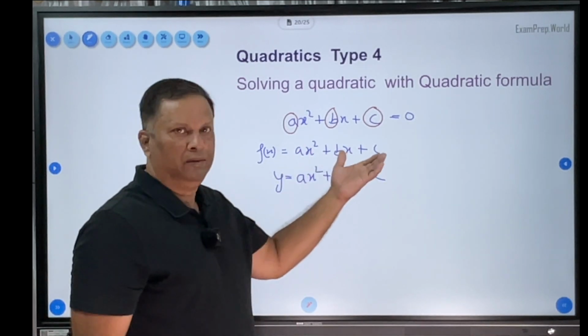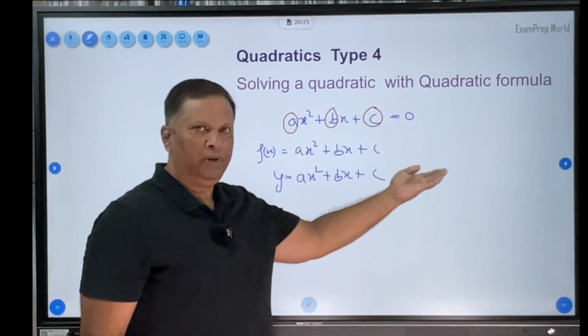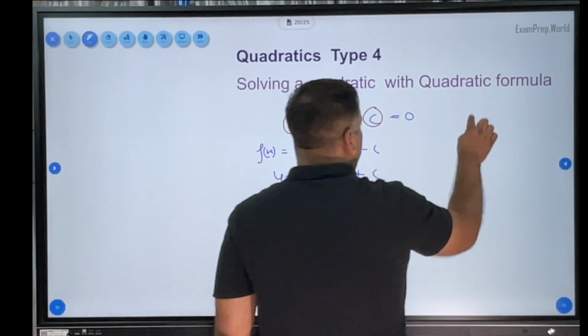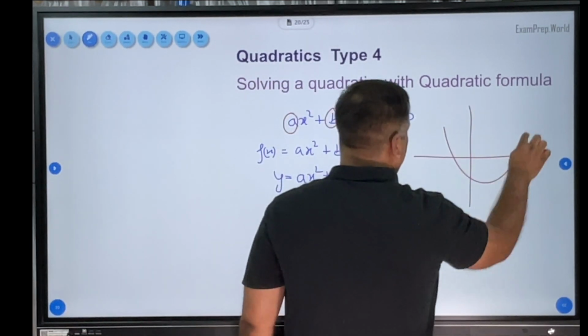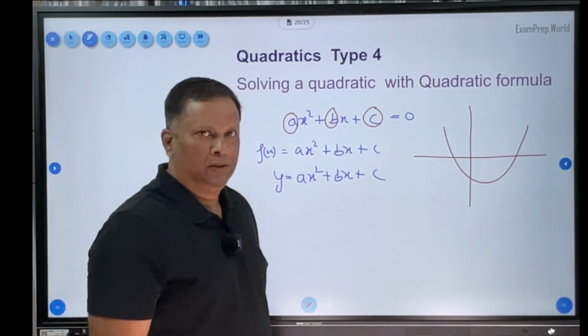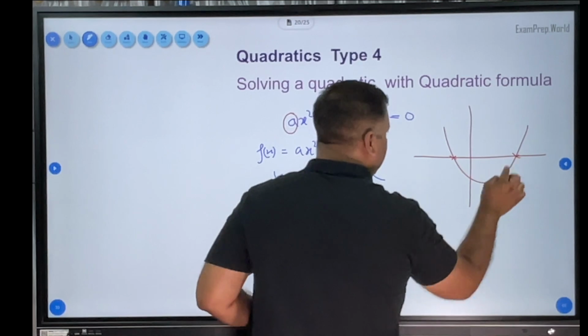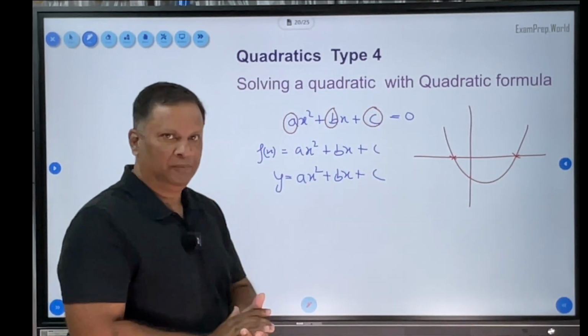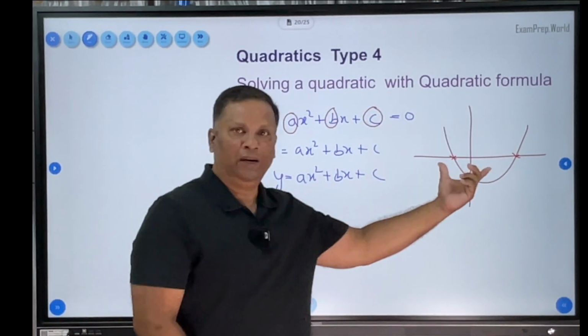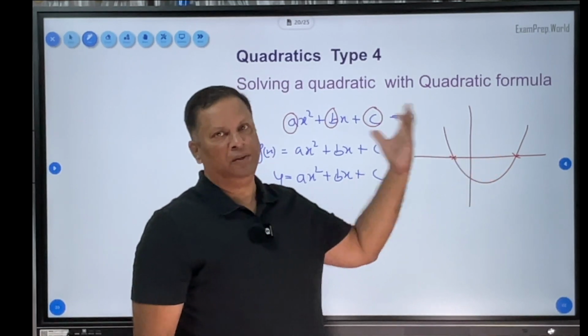Actually, what are we finding? Solving. When we are solving a quadratic equation, this is the parabola. A quadratic is a parabola, right? So when you are solving, you are actually getting two values of x-intercepts using the formula. Using factorization also we were finding the same thing. Using the formula also we can find the same thing.